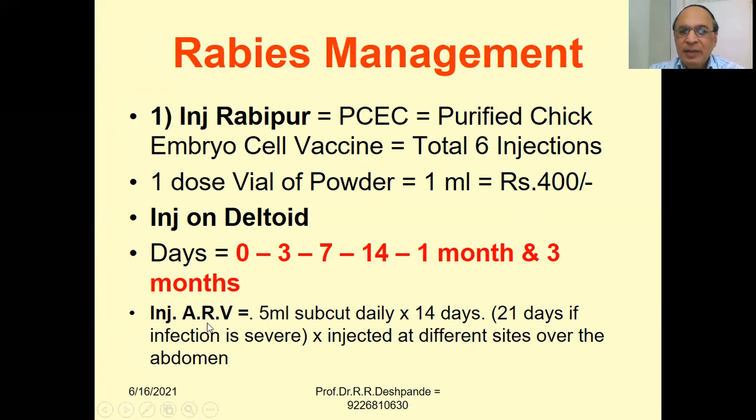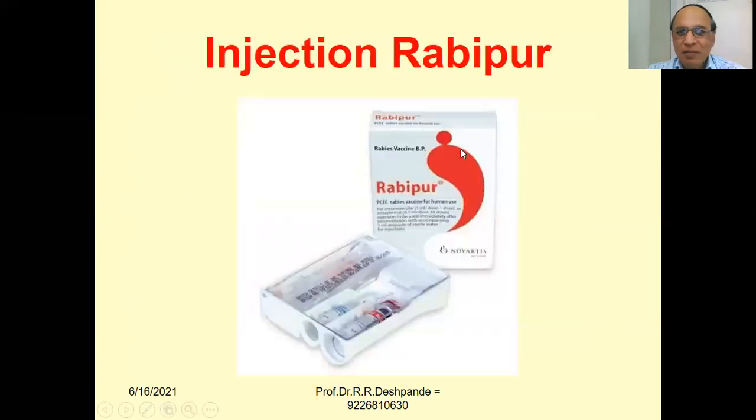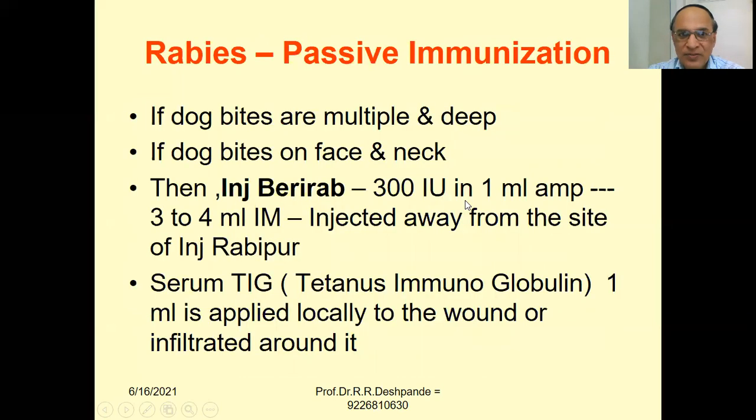Injection anti-rabies vaccine: previously it was used at 5 ml subcut daily for 14 days. This Rabipur is the latest development. The older vaccine was previously given in government hospitals, for 21 days if infection is severe, injected at different sites over the abdomen. So injection Rabipur is popular today for the prevention of rabies.